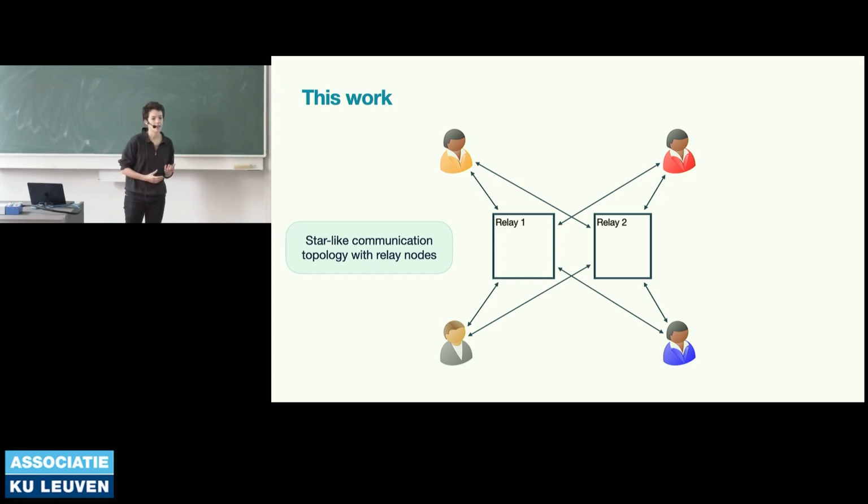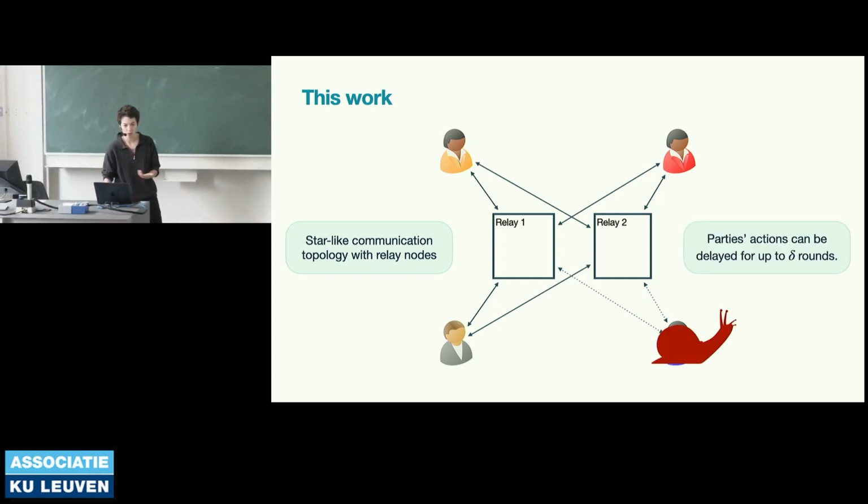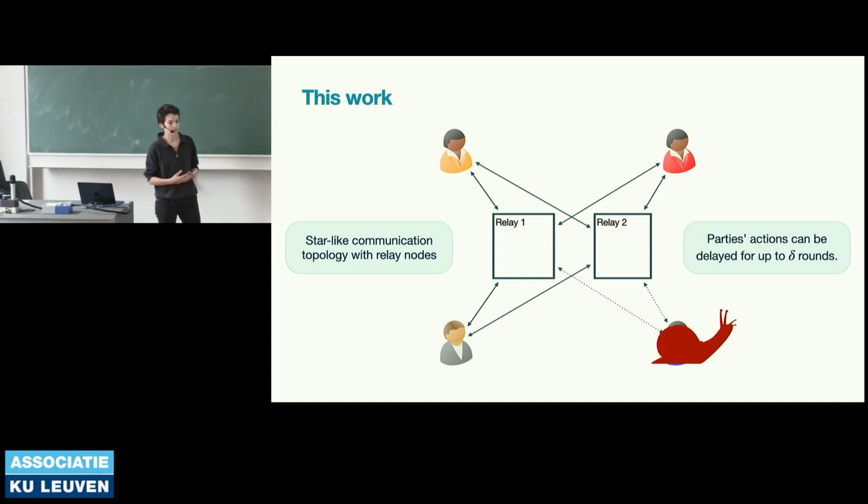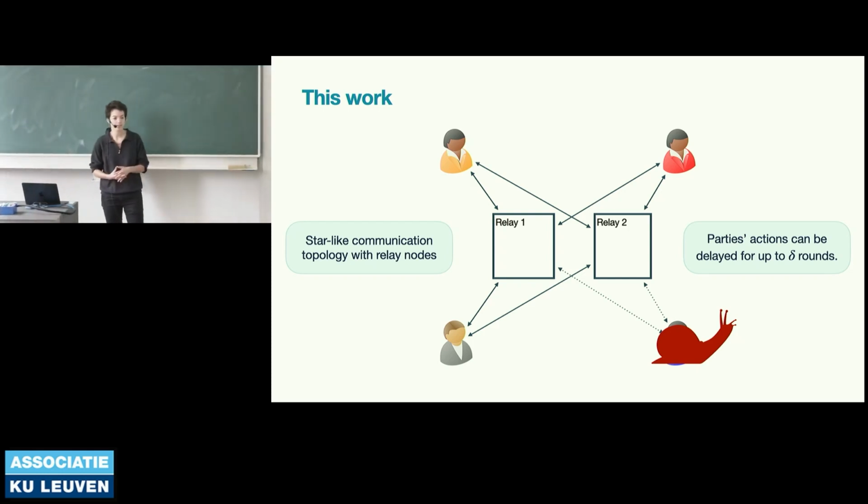And these relays, they act as storage. So when I send a message, the relay will keep the message stored until the party that the message is for decides that they want to receive the message. And this is actually helpful for the next point, which is that we allow parties that are slow or that have delays. So we are still in a synchronous network, meaning that the protocol proceeds in rounds, but we allow parties to have a delay of up to a certain number of rounds.